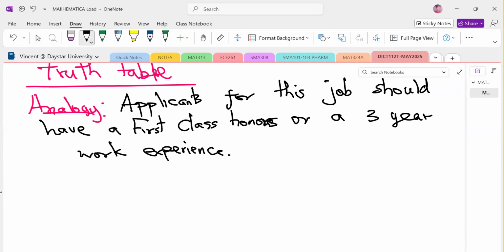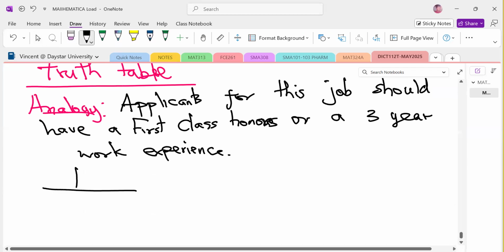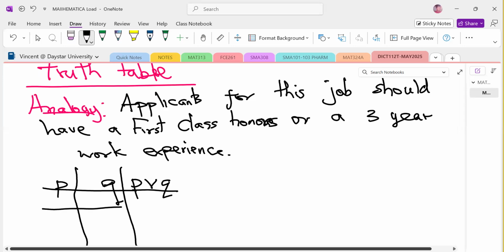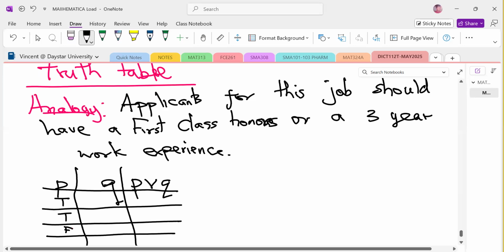Then let me draw the truth table. Then I will explain what each of the columns means. So this will be Q. This is P. But how many rows are we expected to have in this? 4 still, because there are only 2 statements. So 1, 2, 3, 4. So true, true, false, false. And then we have true, false, true, false.